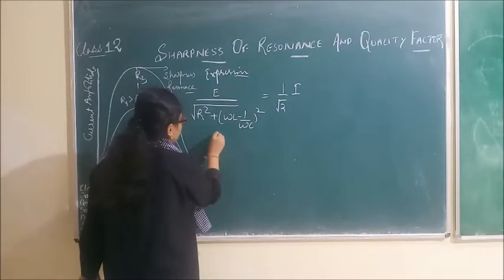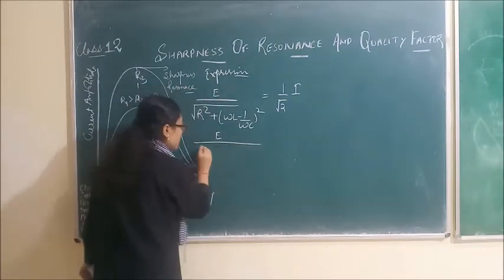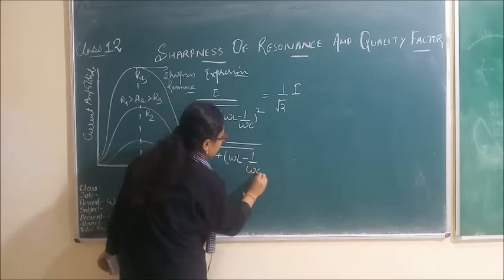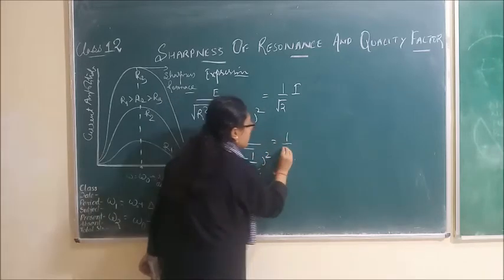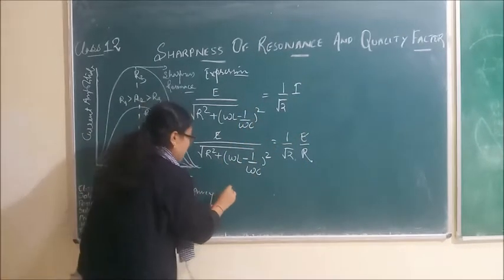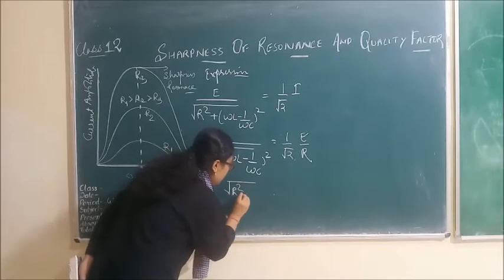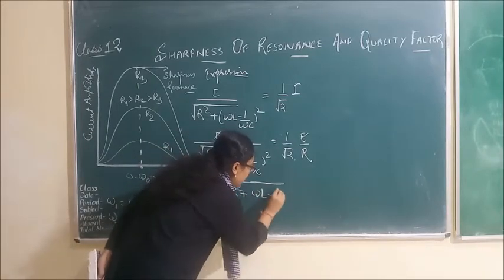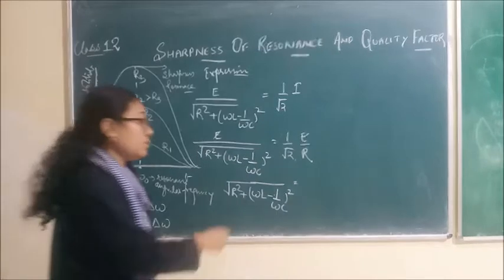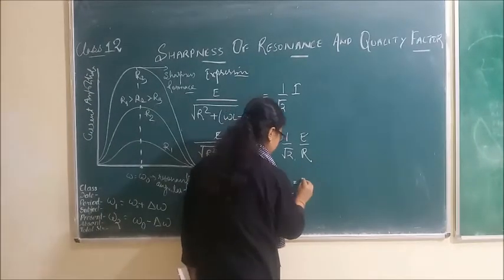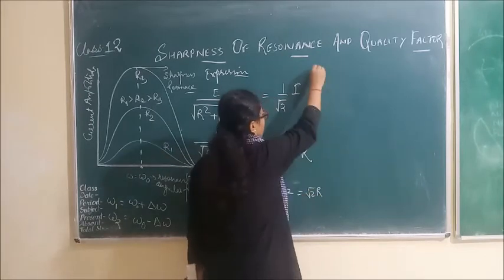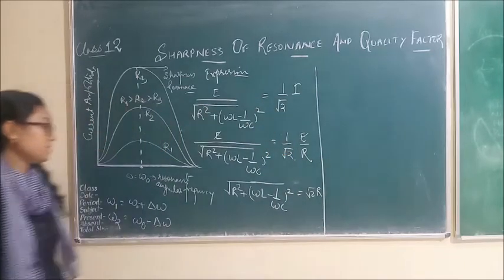अब you know I is E upon √(R² + (ωL − 1/ωC)²). The value of I is E by R. This E will cancel out and you will get the value √(R² + (ωL − 1/ωC)²). You are very much familiar with the word omega L C. Okay, ये कितना हो जाएगा? Is equals to √2 R. देखो समझ में आ रहा है?